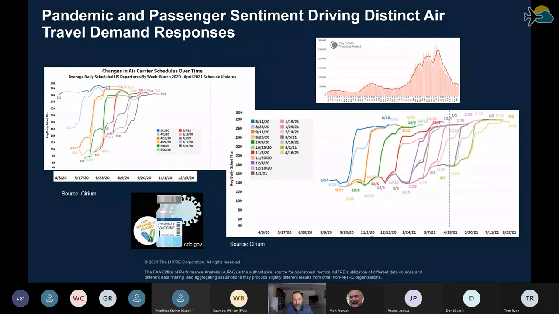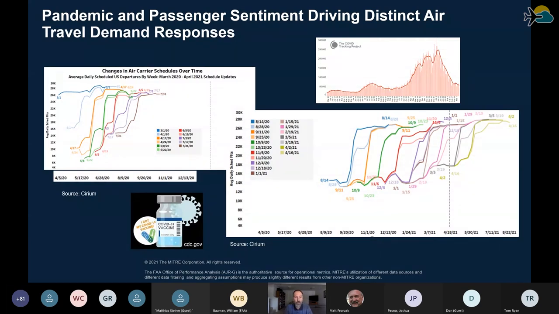But you start to see here, this is the schedule update in late September after the New Year. And now you're starting to see it tip down and tip down and tip down. And that was the realization of our third surge, our big surge, which you see up here in the COVID data from the tracking project.